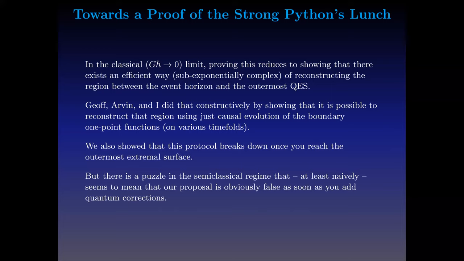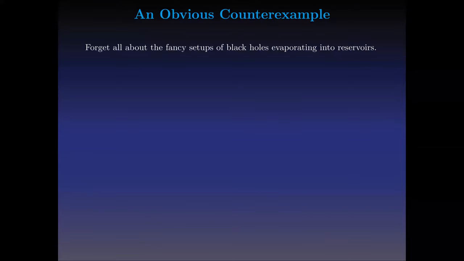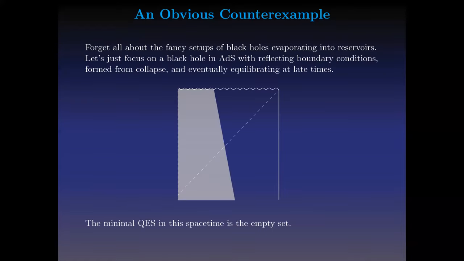But of course, we're more interested in the quantum corrections than we are in the classical limit. We're more interested in the semi-classical regime, where naively it does seem that there exist obvious counterexamples. So let me talk about those. There's an obvious counterexample in a very standard setup. Let's forget all about these fancy setups of black holes evaporating into reservoirs. Let's just talk about a black hole in AdS with reflecting boundary conditions, formed from collapse, which eventually equilibrates at late times. Now, this black hole never evaporates into a reservoir. The minimal quantum extremal surface in this spacetime is the empty set.